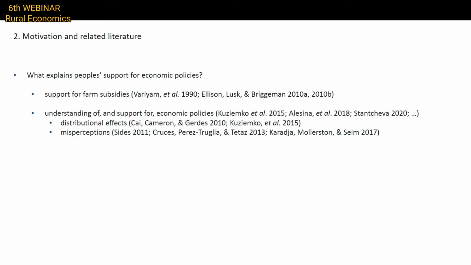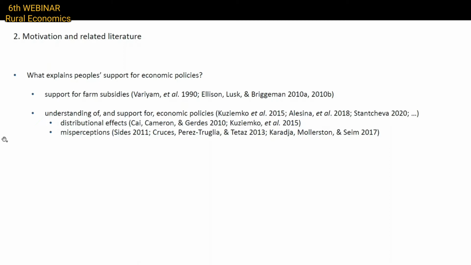The two streams we were looking at: there's a small literature in the United States looking at voters' preferences for farm subsidies. Farmers in the U.S. generally are relatively high income, but still very heavily subsidized. And so there's some literature that has looked at, do people support this? Do they support their tax dollars being used to subsidize farmers who are already relatively high income? So there's a literature on that.